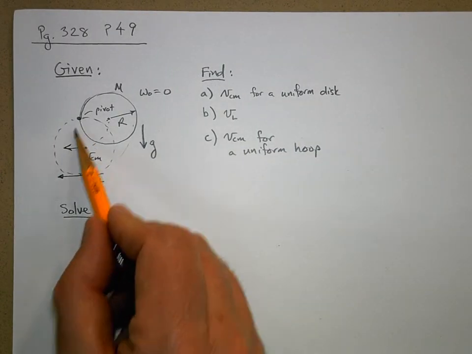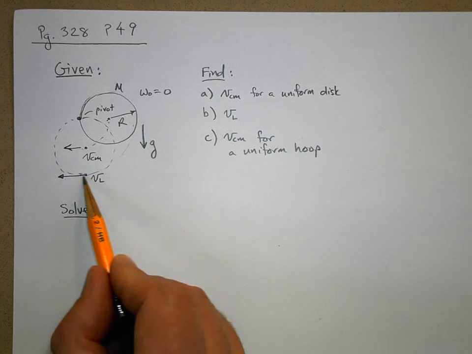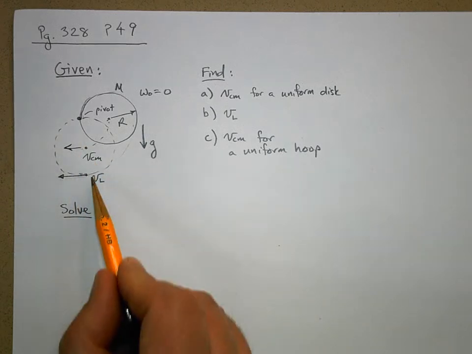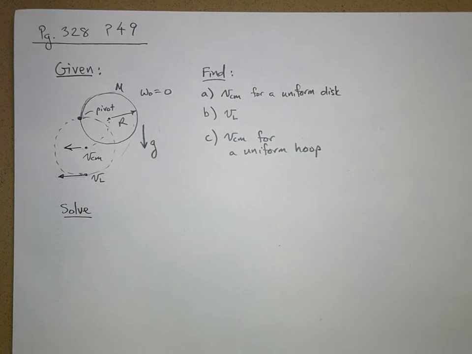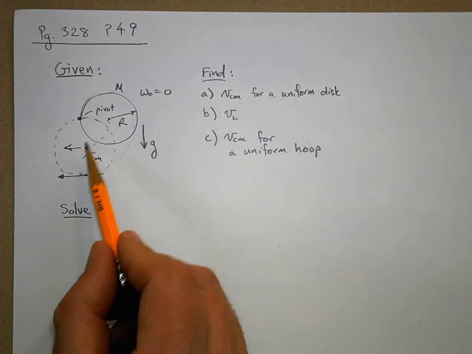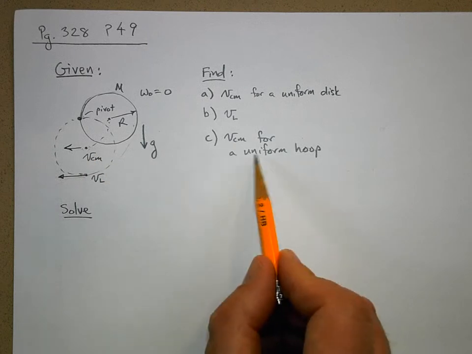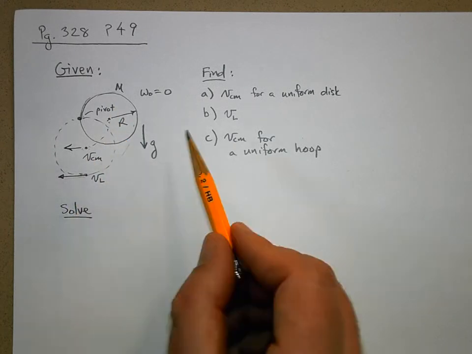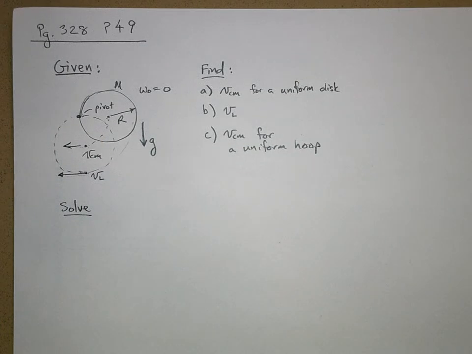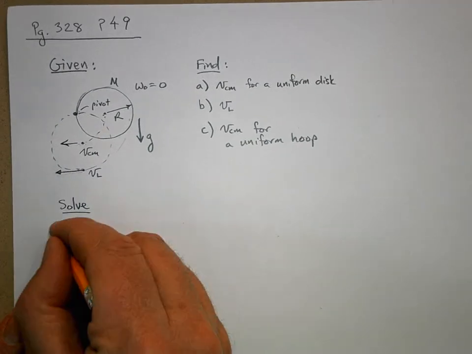Now I can just tell you it's going to be twice what this one is. This one's going to be twice as big because it's twice as far away from the pivot point. And then part C, repeat part A, that is the velocity of the center of mass, but when it's a uniform hoop instead of a uniform disk. So let's do part A.